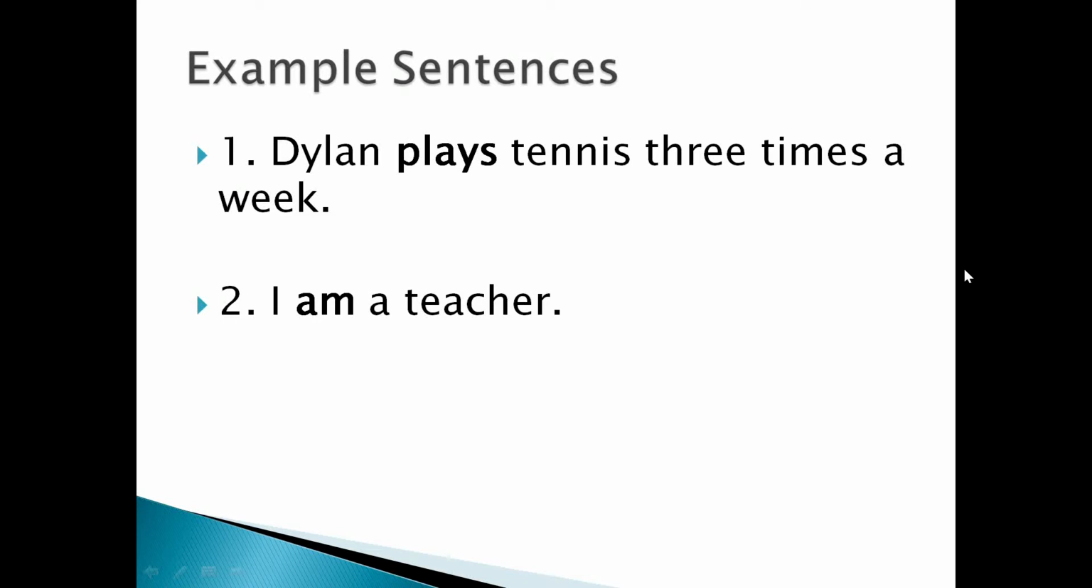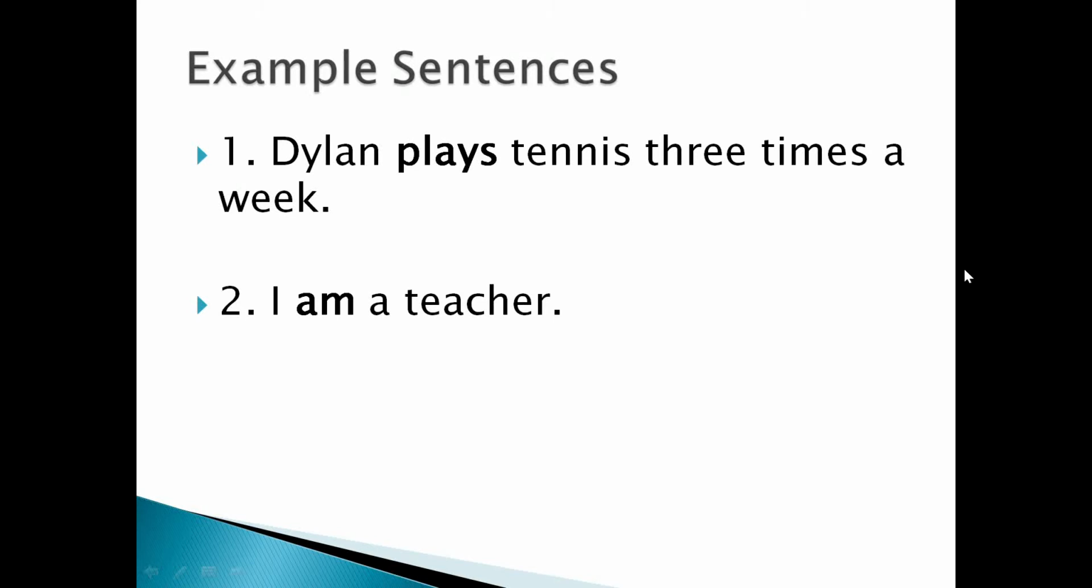I want you to notice the difference between these 2 sentences. Dylan plays tennis 3 times a week. In the first sentence, we are talking about a physical activity, a physical action. So the person is doing the thing physically. But in the second sentence, we are not talking about any physical activity, but talking about a state. So this is a state. Being a teacher is a state. So verbs can show actions or they can show some state. Those are 2 types of verbs.